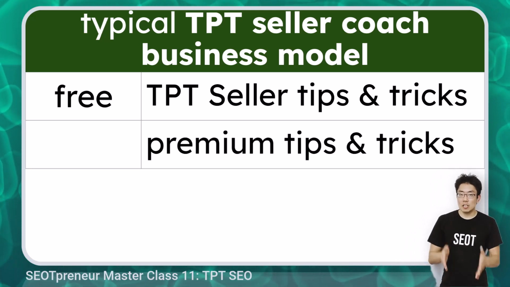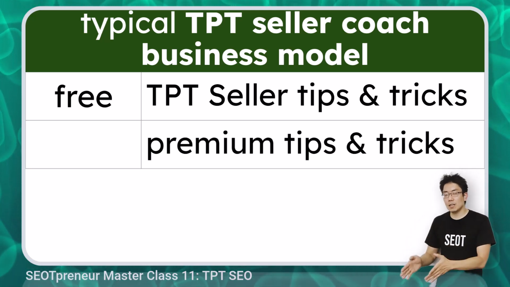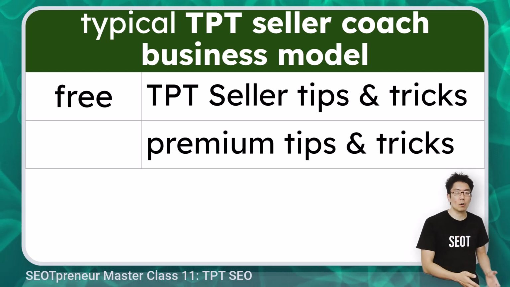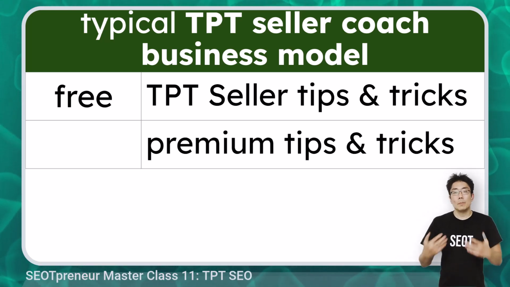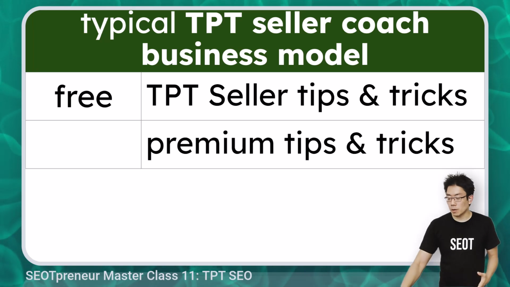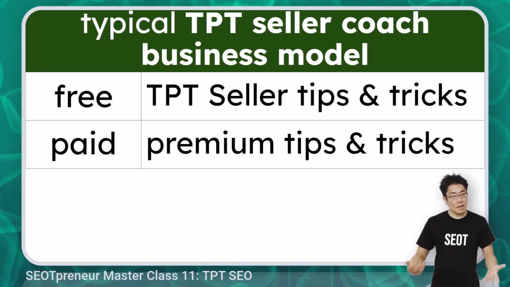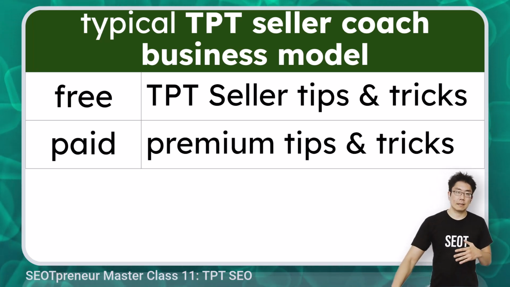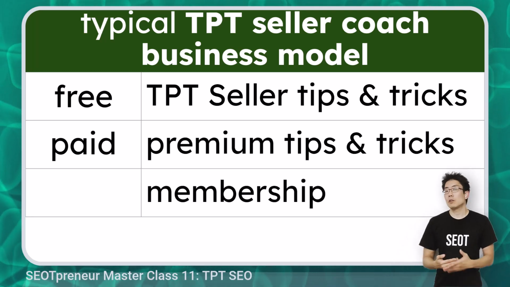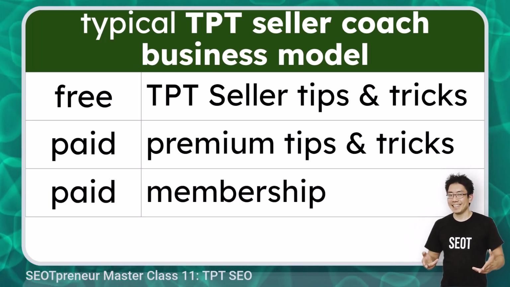Because the good stuff, like that SEO course or that Canva course or that email marketing course, you put it together into some sort of premium course and you charge money for it. And then eventually you realize that the money's in a subscription model, so you create a membership. Did I get it right? Let me know in the comments.